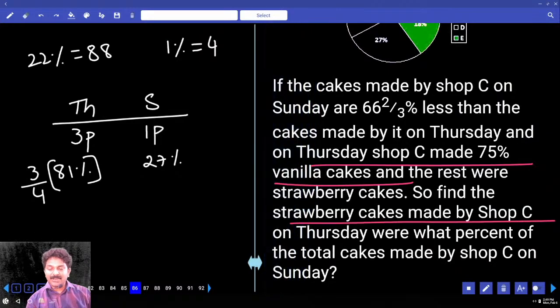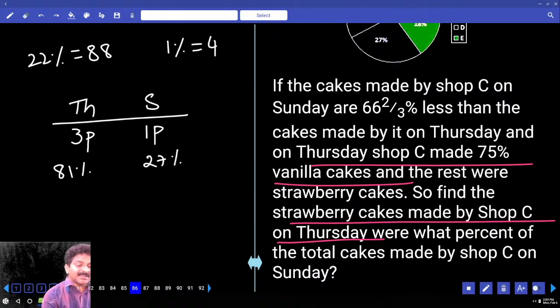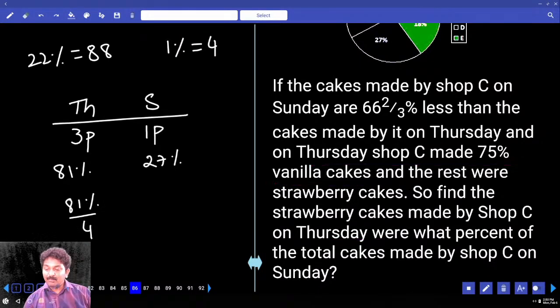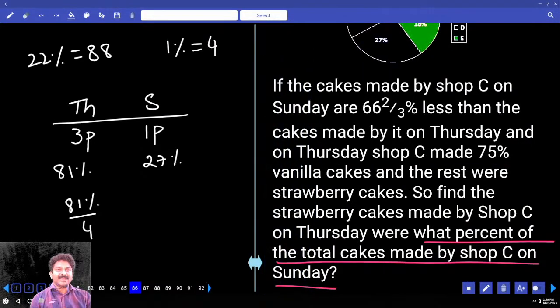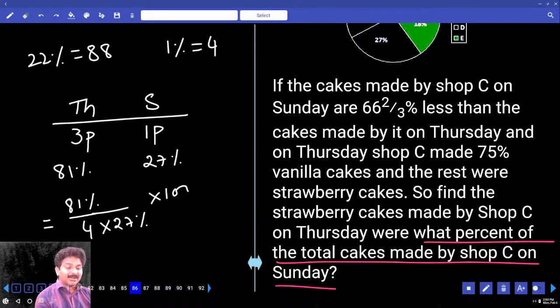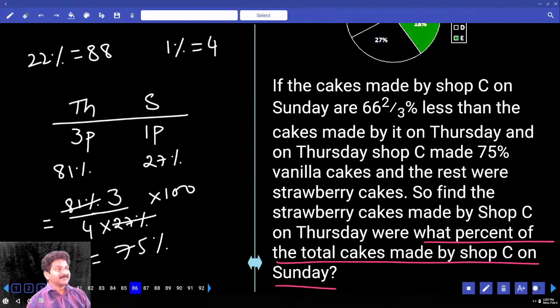Find strawberry cakes made by shop C on Thursday. Strawberry cakes are remaining only. How much is that? 1/4. So strawberry cakes are 1/4 of 81%. They are what percent of total cakes made by shop C on Sunday? On Sunday, shop C made what percentage of cakes? 27. So we were asked to calculate this as a percentage with respect to 27 into 100. 27 3 times, 3/4, 75%.